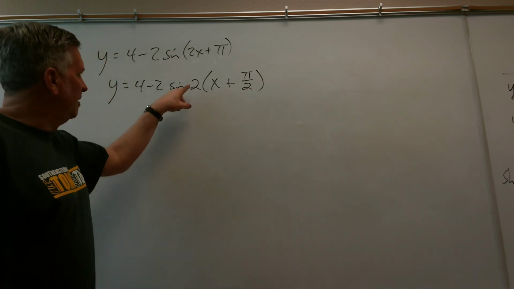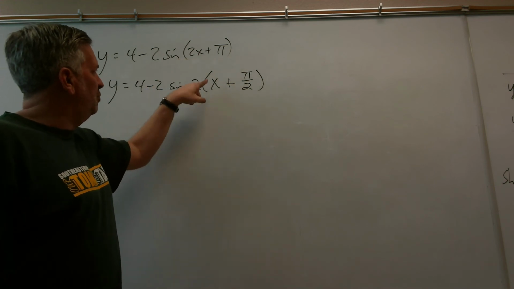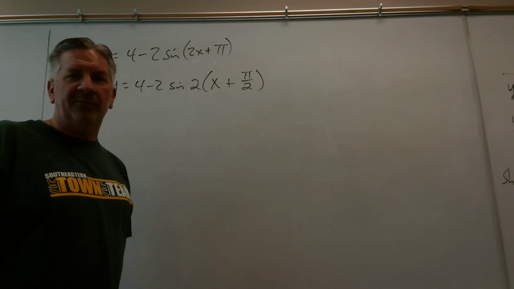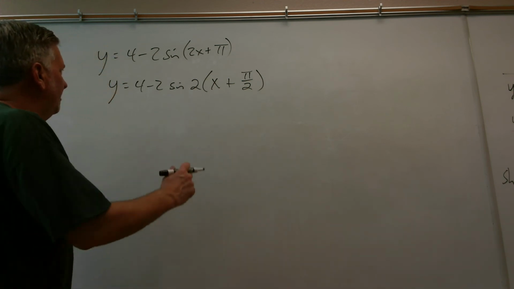Always, always, always. 2 times x is 2x. 2, that's 2 over 1 times pi over 2. The 2's cancel and you're left with pi. Now let's go ahead and finish the identifying.